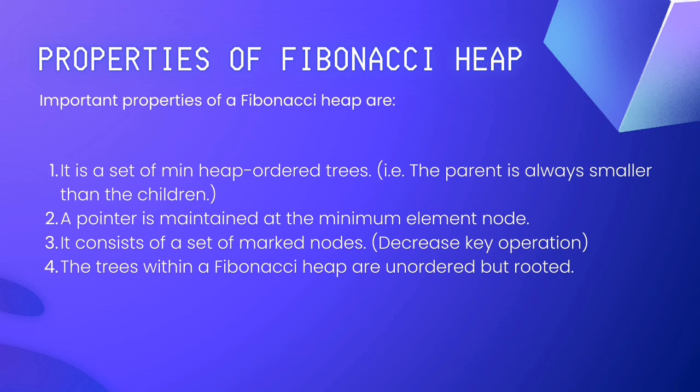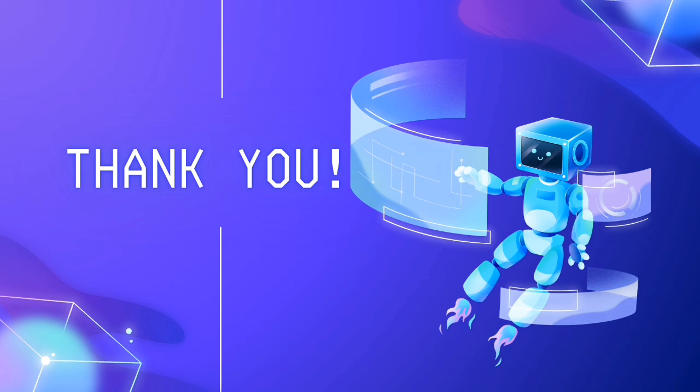Number 1, dapat mas malaki ang value ng parents than their children. Number 2, dapat mayroong isang pointer na nagtuturo sa node na naglalaman ng pinakamaliit na elemento. Sa number 3, yung mga marked node ay isang mechanism na ginagamit sa decrease key operation or pagbabawas ng value ng isang node. Sa number 4, the trees within a Fibonacci heap are unordered but rooted. So that's all about. Thank you.